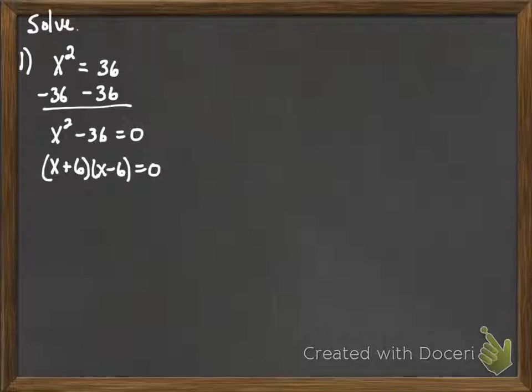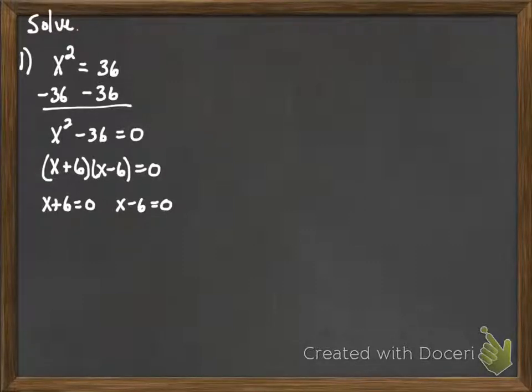Once we have it factored, we use our zero factor property that says the only way this can be 0 is if one of those two factors is in fact equal to 0. So we set our factors equal to 0 now, and then solve each of those two equations.